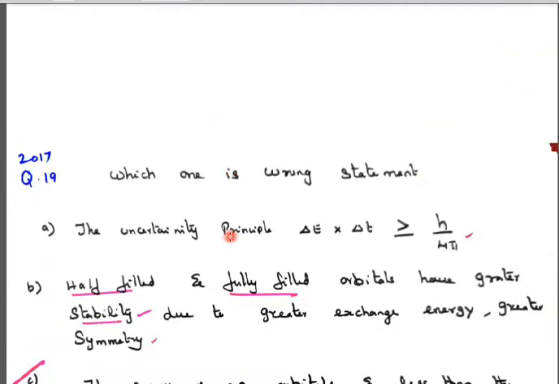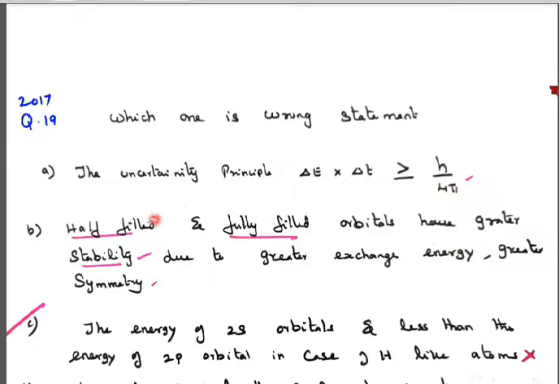So which one is the wrong statement again? That is 2017. The uncertainty principle, delta E into delta t is greater than or equal to h by 4 pi, is the first option. And after this, the position of the particle and the velocity of the particle we cannot measure simultaneously. That is called the uncertainty principle. So it is the correct answer.